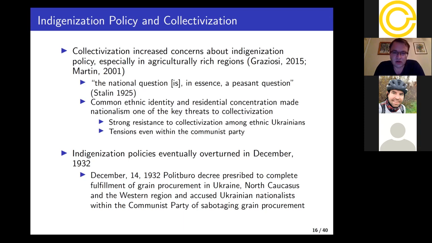As I already said, many historians claim that their resistance was the highest, and we actually show with data. There are also even tensions within the Communist Party. Many ethnic Ukrainian party leaders appealed to Moscow that something wrong goes on because outcomes are not what was intended. And in the end, these concerns transformed into the Politburo decision in middle December 1932, to basically cancel indigenization policy at least in Ukraine, Belarus, and European part of the country.